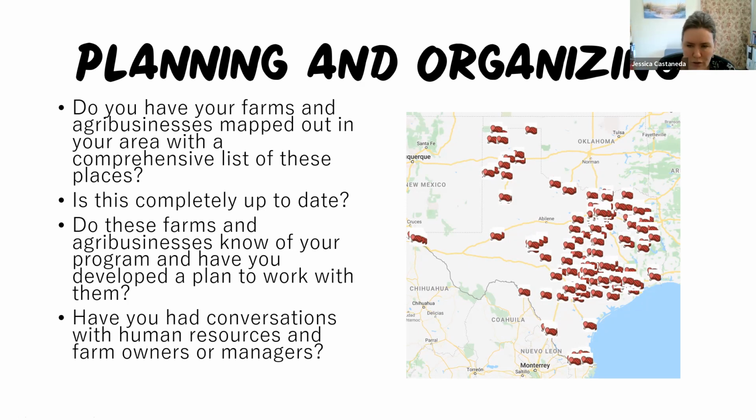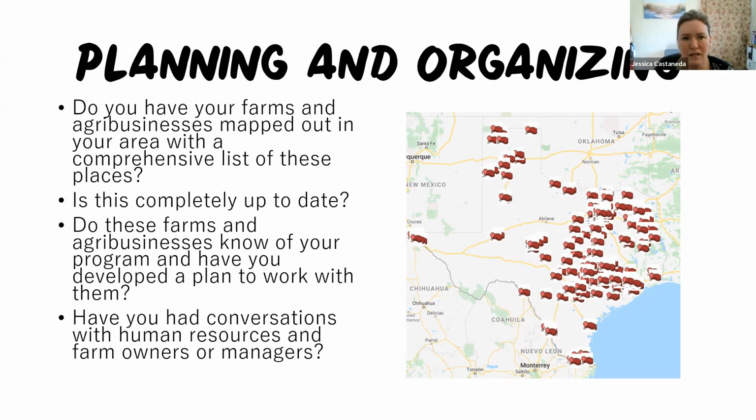So with your research, if you're saying, I don't even know where to start with that, we're going to look at some places that you can actually start with. But that Excel spreadsheet of those resources that you have, those places that you should be visiting, is really important. So then once you have those lists, is the list up to date? And do these farms and agribusinesses know of your program? And have you developed a plan to work with them?